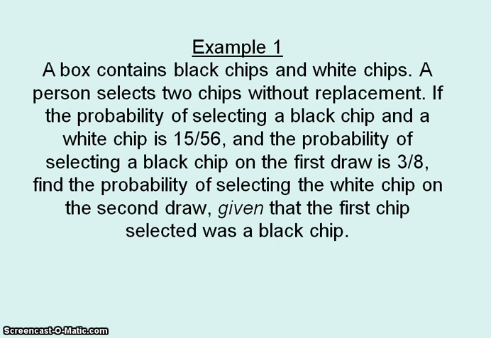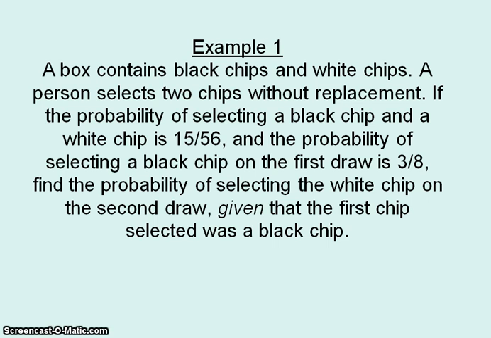So we're talking about a box that contains white and black chips. If you read down, you notice that the probability of getting a black and a white chip on two chips is 15 out of 56. So we're pulling out two chips. The probability that one will be black and one will be white is 15 out of 56. The probability of getting a black chip on the first draw is 3 out of 8.